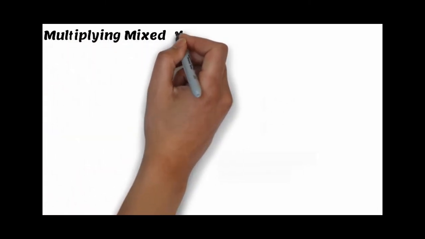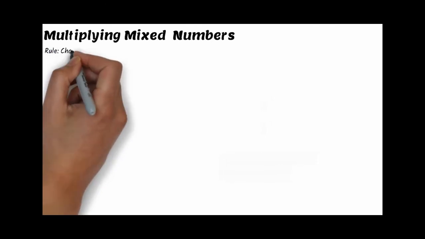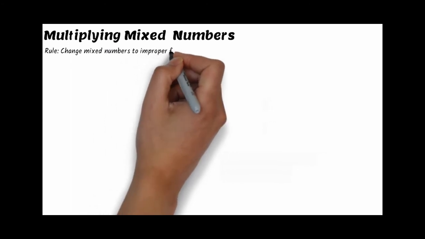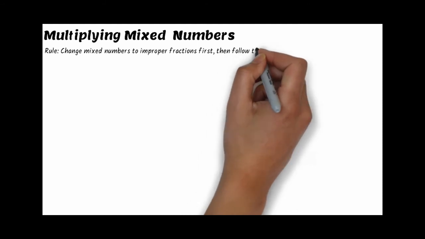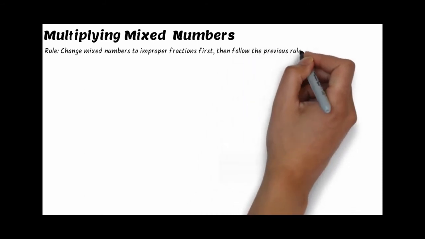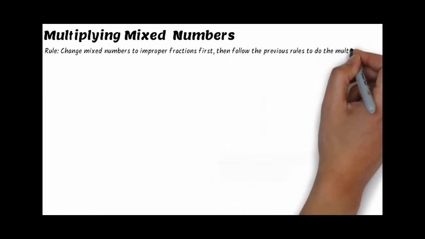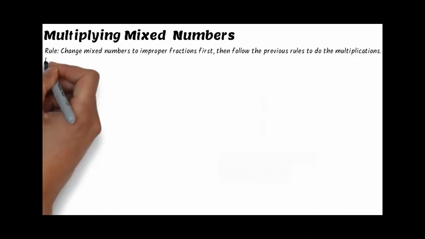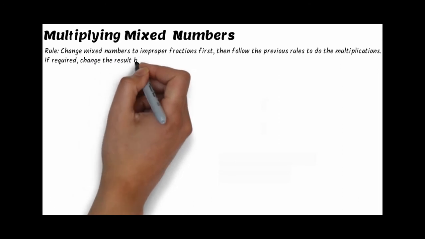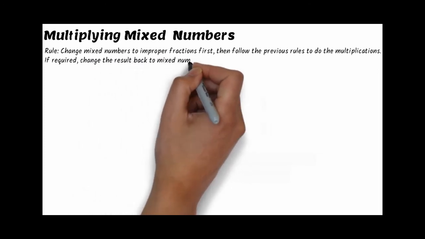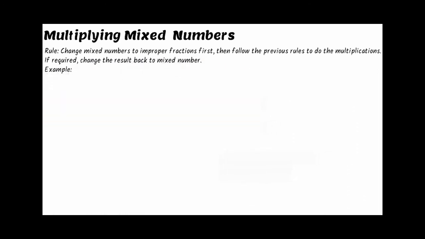Now let's look at how to do multiplication on two mixed numbers. The rule for this operation is we're going to first change the mixed numbers into improper fractions. And then we're going to follow the rules that we learned previously on fraction multiplication to multiply all the improper fractions together. And for the resulting fraction, if it's also an improper fraction, we're going to change it back to a mixed number. So let's look at an example.